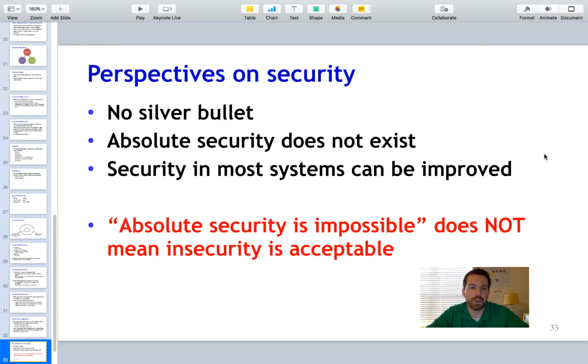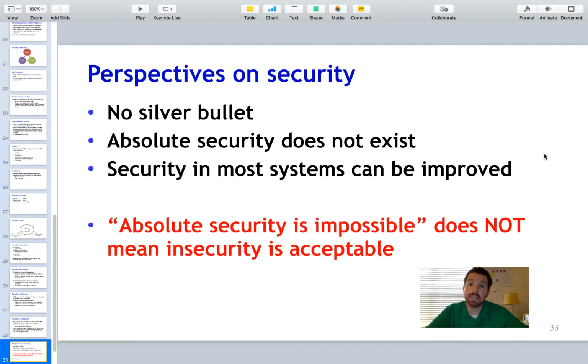So, perspectives on security. There is no silver bullet. I said this at the beginning. Absolute security does not exist. Using an old-fashioned example, just because you lock your doors at night does not mean someone's not going to break into your house. Security in most systems can be improved. Not only do you put a lock on your door, but you put an alarm system, and you put a really heavy door on there so nobody can just kick it open, and you put locks on your windows. Layers of security. Same thing in your network.